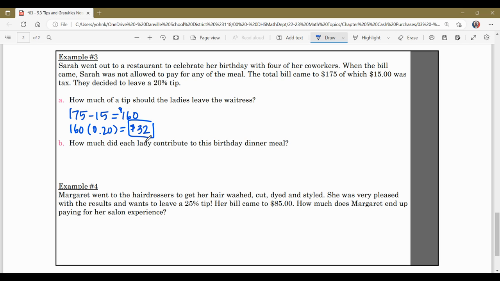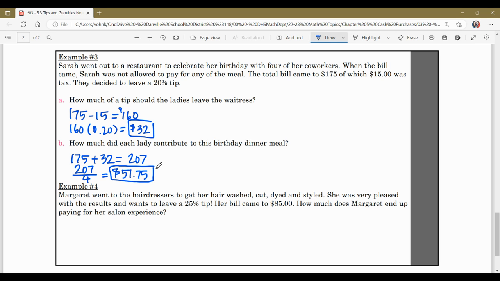Now, how much did each lady contribute to this birthday dinner meal? Well, first I have to find that total. So I need to take the total bill, 175, and add the tip, $32. This gives me a total of $207. Now, even though 5 people went out to eat, only 4 people actually paid for the meal. So I'm going to take 207 and divide by 4 people. This tells me that each lady paid $51.75. Had the birthday girl also paid for her meal, they would have each paid less money.